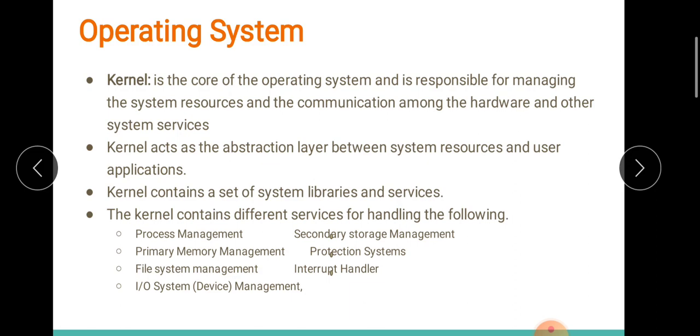That's it. So I hope you have got an idea about what is an operating system, what is a kernel, what is the function of this kernel and this operating system. If this concept is clear, let's move on to our next topic, the process.